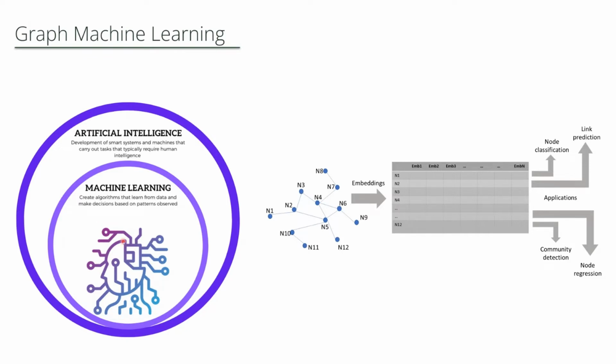To this end, graph-based machine learning is used to process network data, leveraging the power of the relation between entities that can be used for predictive modeling and analytics tasks. The main challenge in graph machine learning is the transformation of the network to tabular data, which is usually done through node embeddings. Graph machine learning can have many applications, with the most common ones being node classification, link prediction, community detection, and node regression.